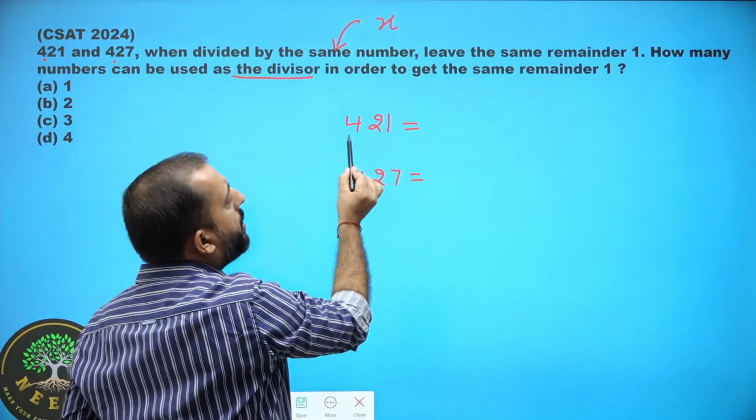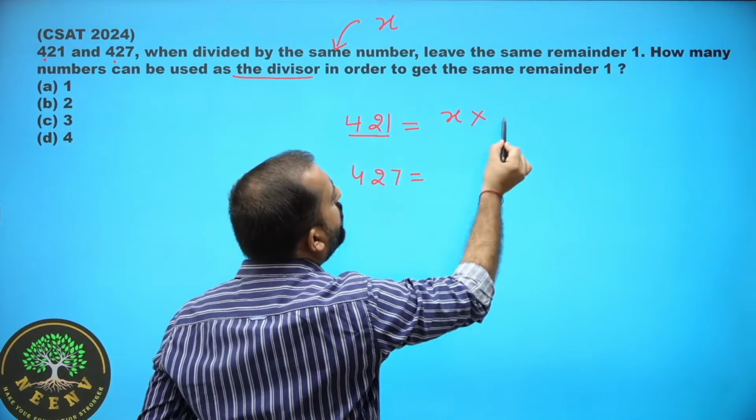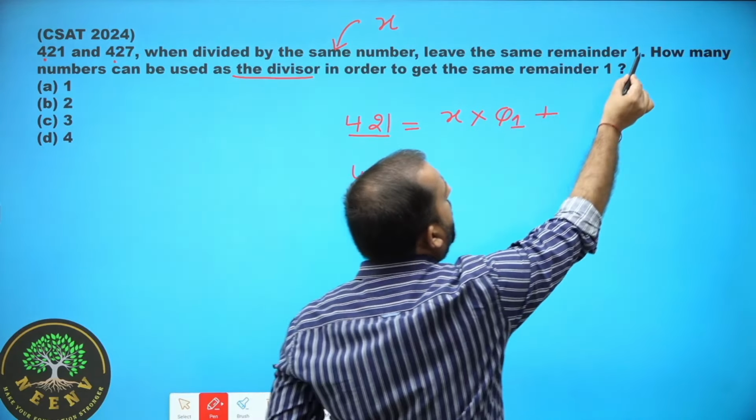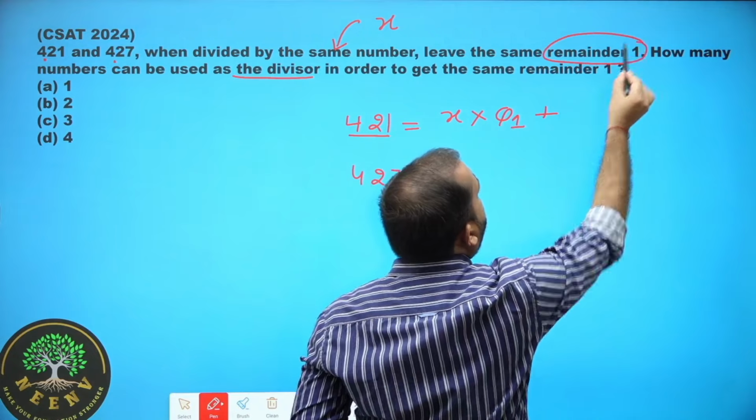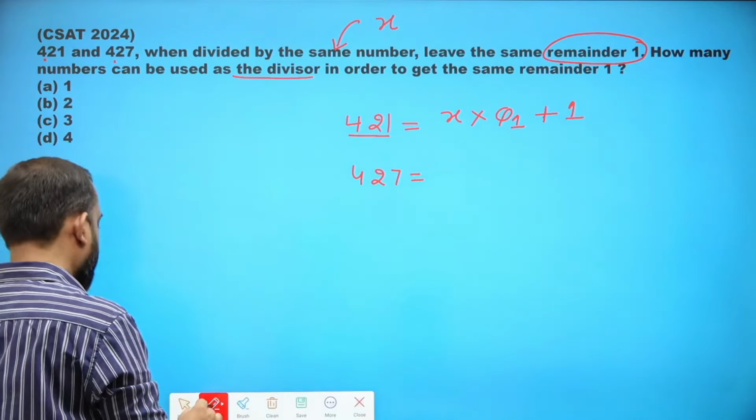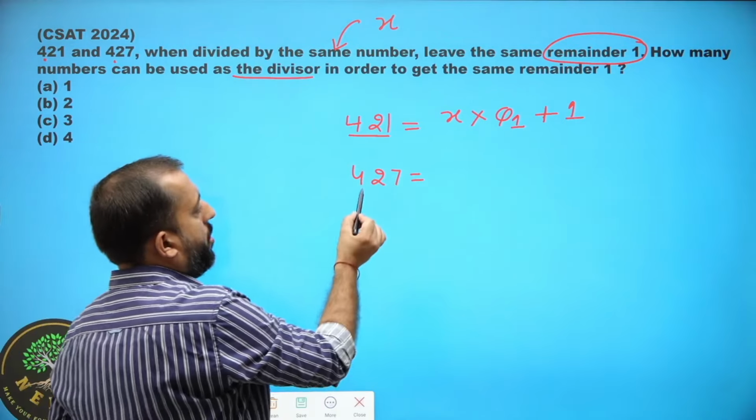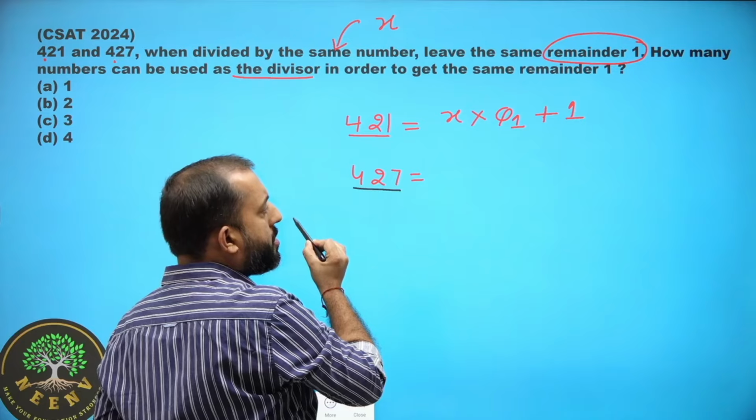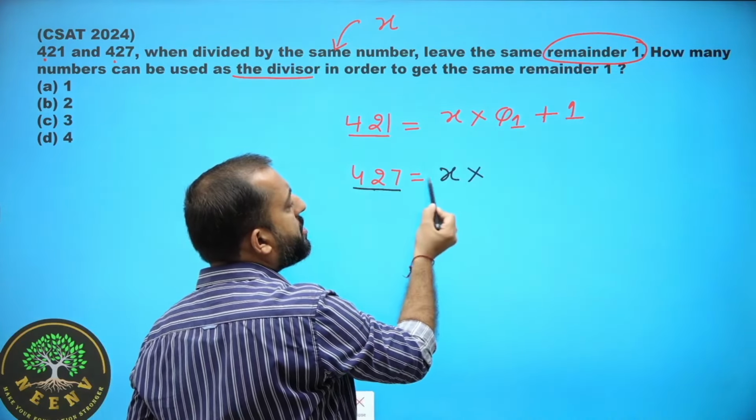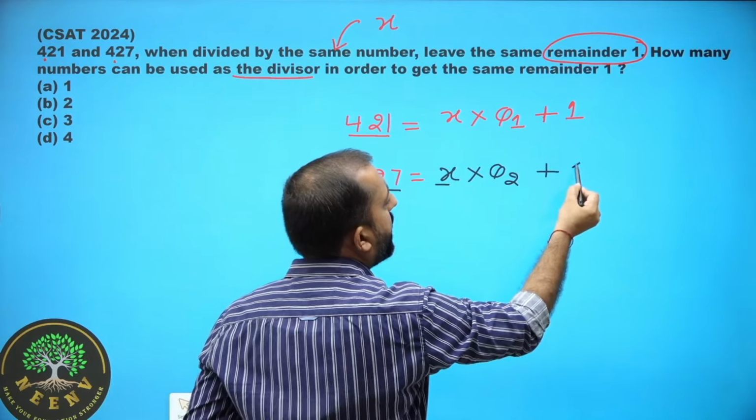We know that dividend is equal to divisor, which is x here, into quotient, let's say q1, plus remainder. Remainder in both the cases is 1. Done? Now, next. This 427 is the dividend. It has been divided by the same number x. So dividend is equal to divisor into a quotient, and the remainder in the second case is 1 again.